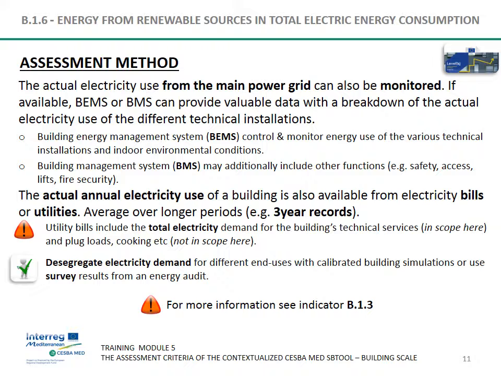The use of BEMS and BMS systems may be useful because we can remove any energy usage which should not be in the scope of this indicator. For example, we should not include any plug loads or any cooking in the energy usage. So desegregation can be carried out using BEMS and BMS systems.